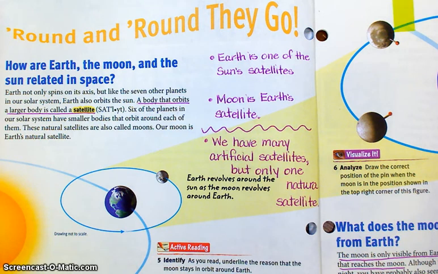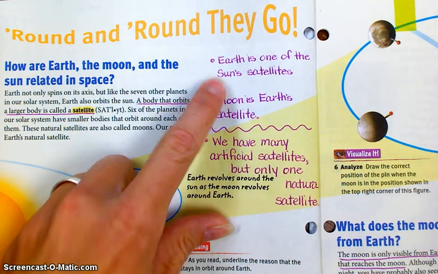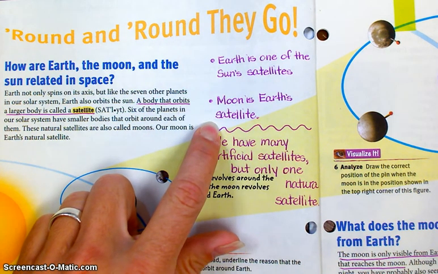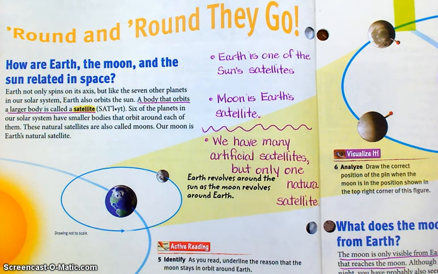So first of all, anything out in space that orbits a larger body is called a satellite. For instance, the Earth, because it orbits around the sun, is one of the sun's satellites, okay? The moon, because it orbits the larger Earth, is the Earth's satellite. And the moon is actually the only natural satellite that we have. We have a lot of other satellites that we've put in space to orbit around the Earth, communications satellites, orbiting telescopes, things like that. But the only natural satellite that we have is the moon.